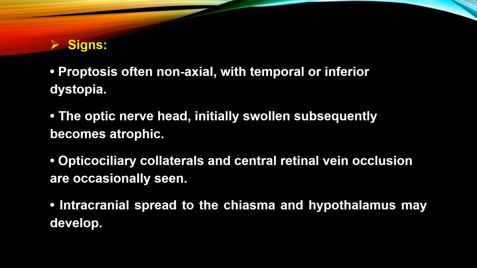Signs: proptosis is often non-axial with temporal or inferior dystopia. The optic nerve head initially is swollen and then becomes atrophic. Opticociliary collaterals and central retinal vein occlusion are occasionally seen. Intracranial spread to the chiasma and the hypothalamus may also develop.